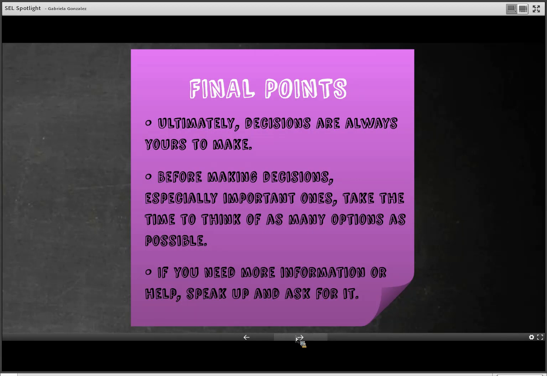Before making decisions, especially the important ones, take that time to think of as many options as possible. And if it helps, write them down. If it helps to get some additional help or information, speak up and ask for help. Ask a trusted person to give you their opinion about your thoughts and all the different options you're looking at in making that decision.